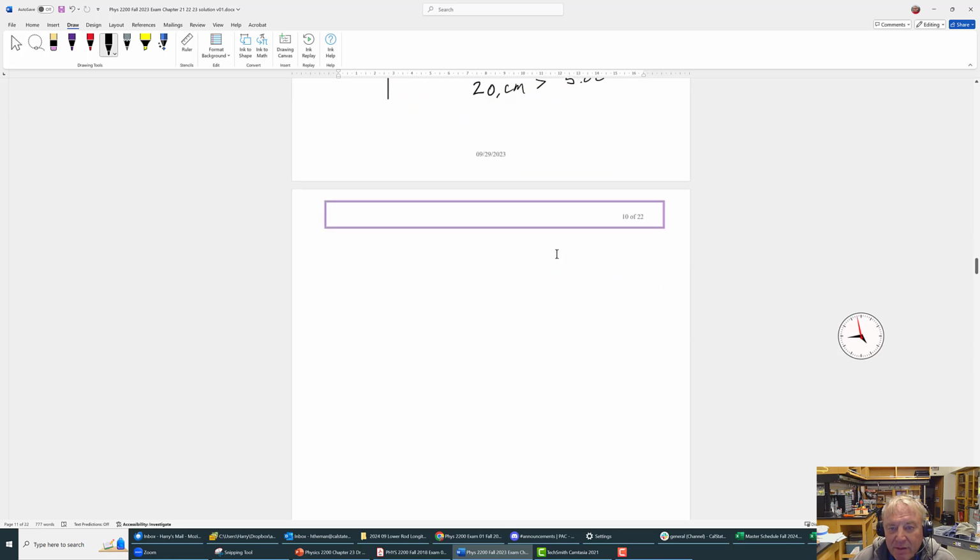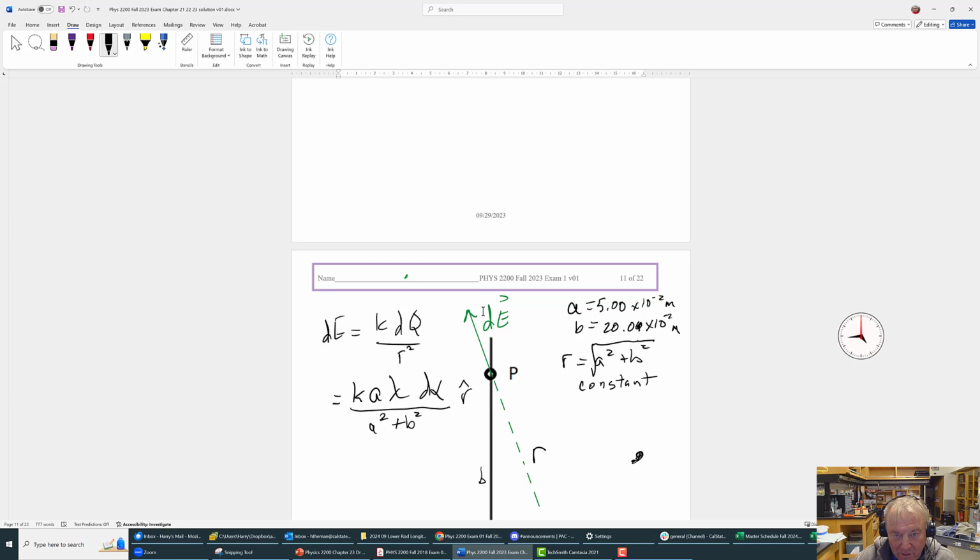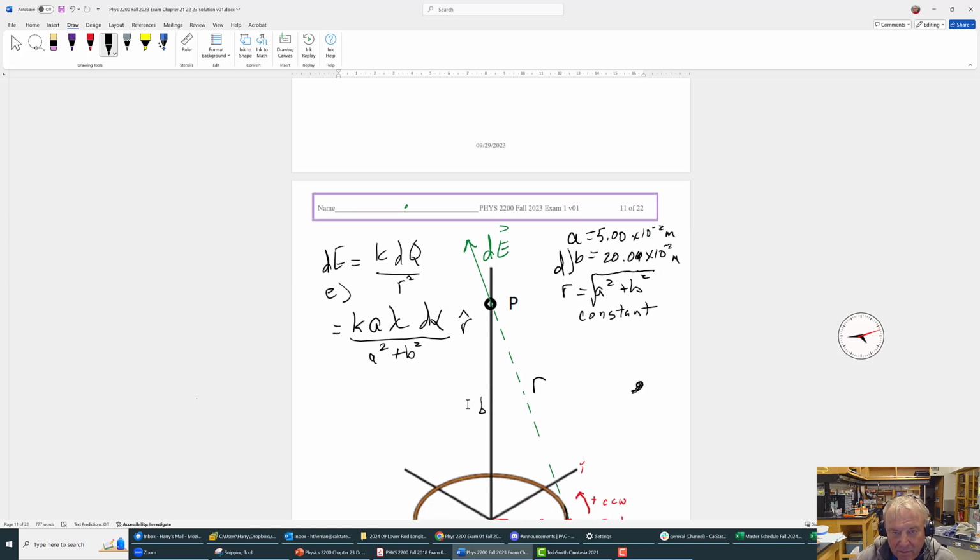So this is E, this is D, and then F is the variable, so we can use alpha since R is a constant, and dq is a function of d alpha, or however you want to write it.